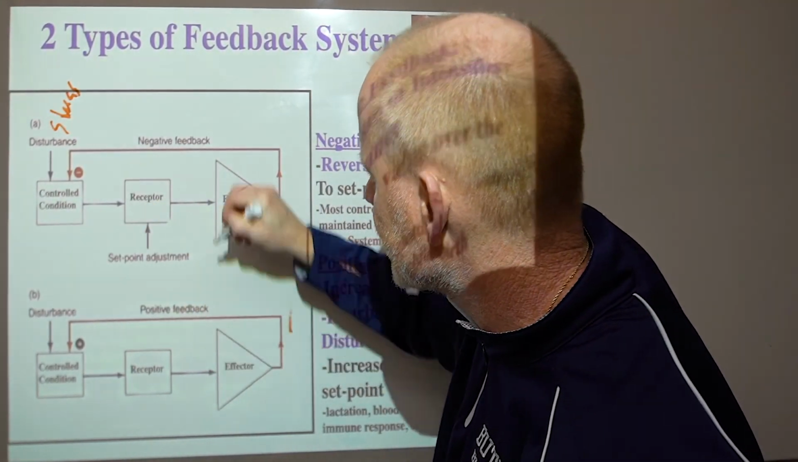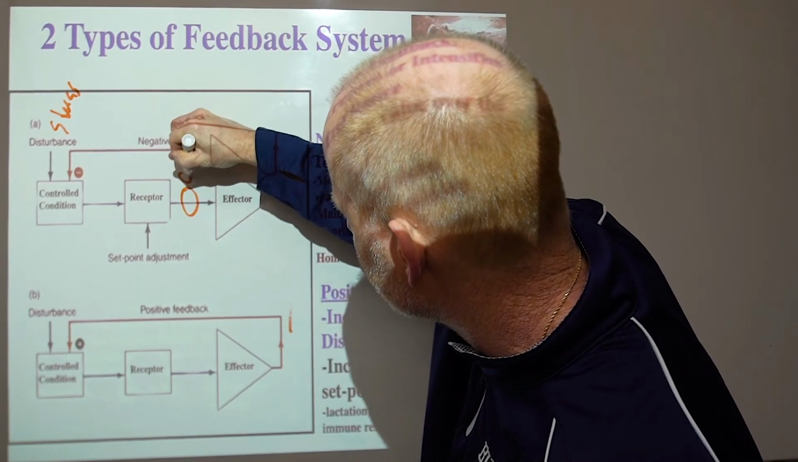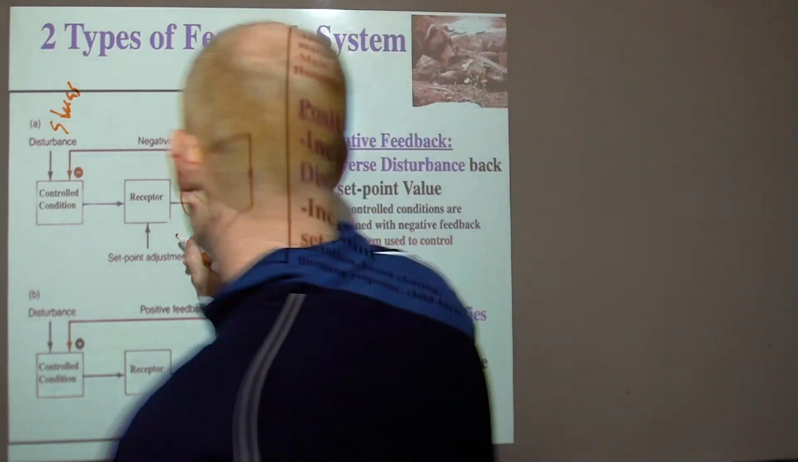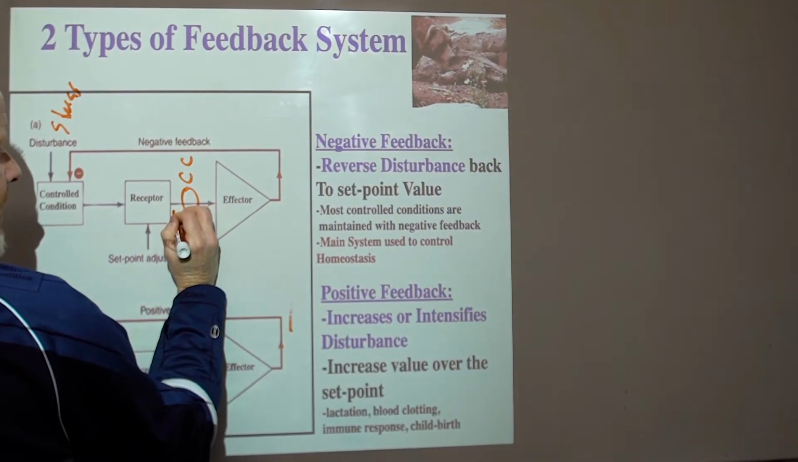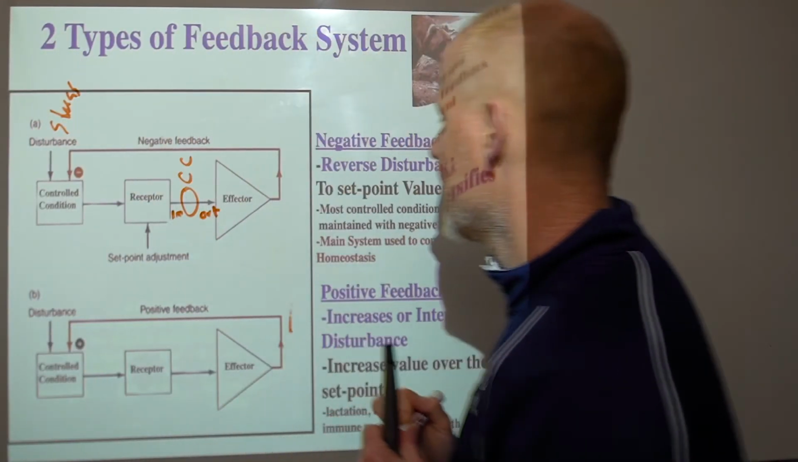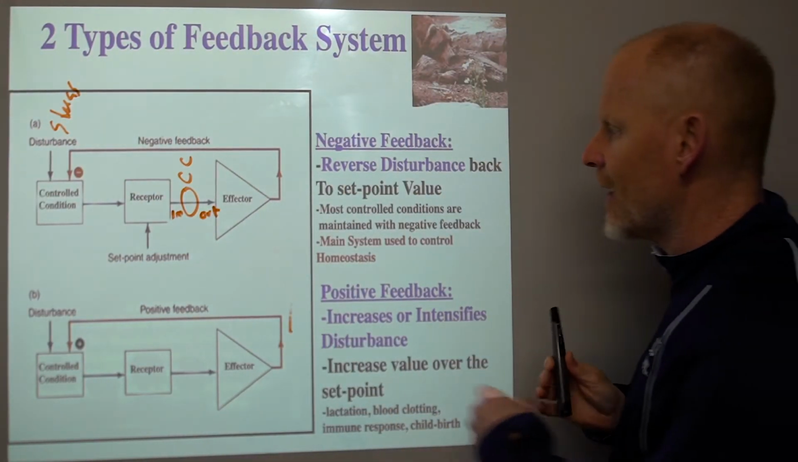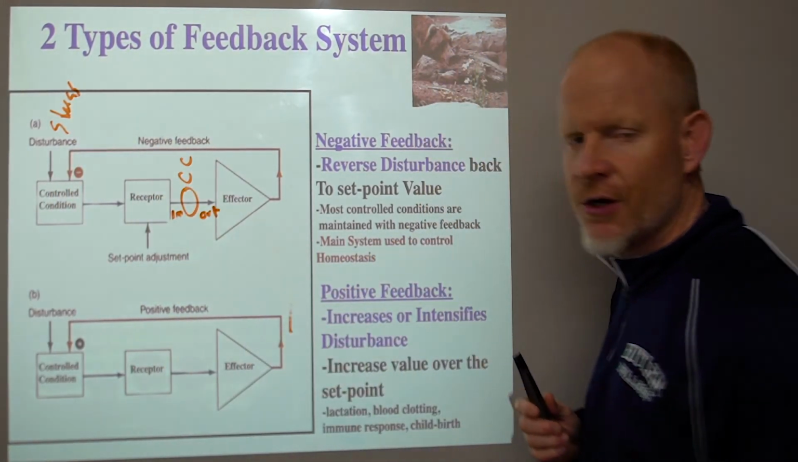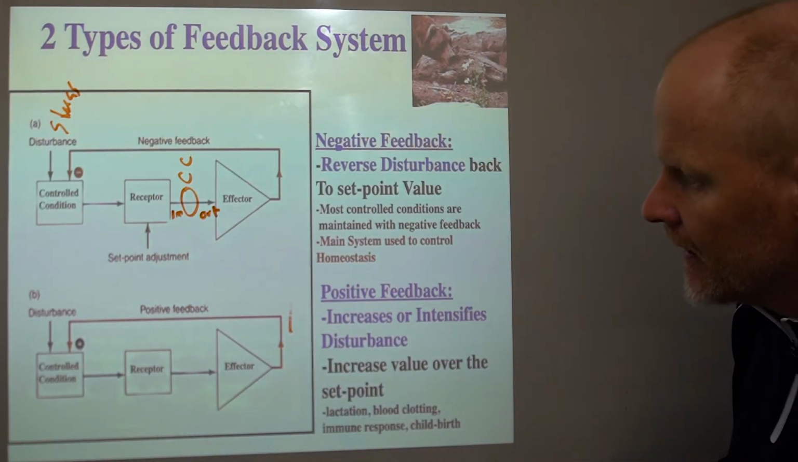Our receptor senses this. We also have a control center, right? I'll just put CC for control center. That's between this. And I'll write over here, we have input, IN, and then output, right? From the control center. So you have input, IN, and output from the control center to the effector. The effector reverses the disturbance, right? Like we just talked about.